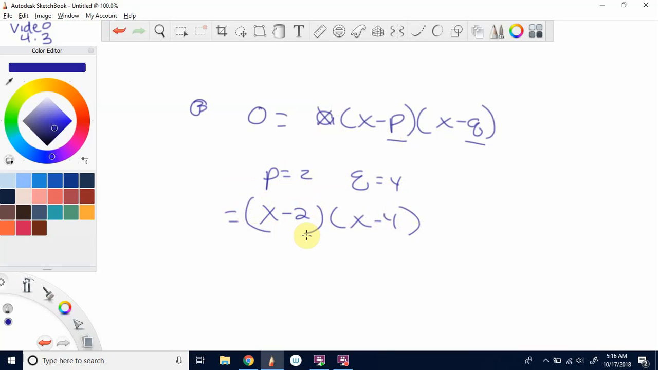Now we have our two factors, and we can put this into a standard form equation. Now, what if this was negative? Remember, it's x minus negative 2, which becomes x plus 2. So don't forget how to do signed numbers. So that is factored form.